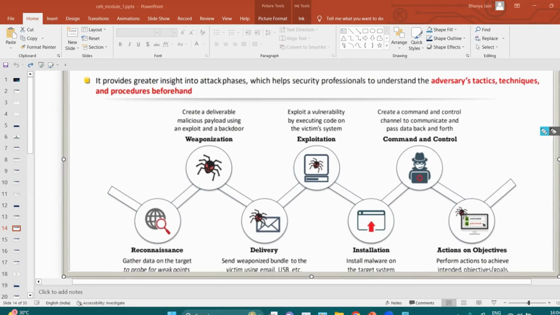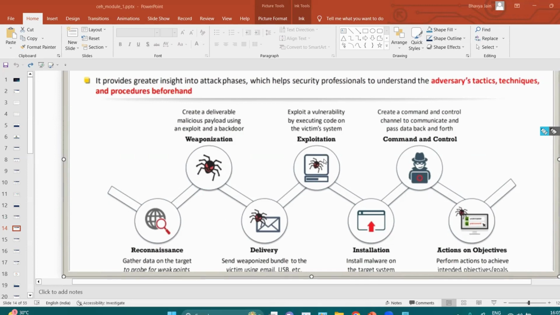So weaponization is where you are creating the exploits and the malicious payload. Then delivery. Delivery is where you deliver the malware you created in stage number two. You can deliver through a USB, pen drive, email, or any other medium. That is delivery, delivering your malware or malicious code. Then exploitation. Exploitation is executing your malware, running your malicious code on the victim machine.